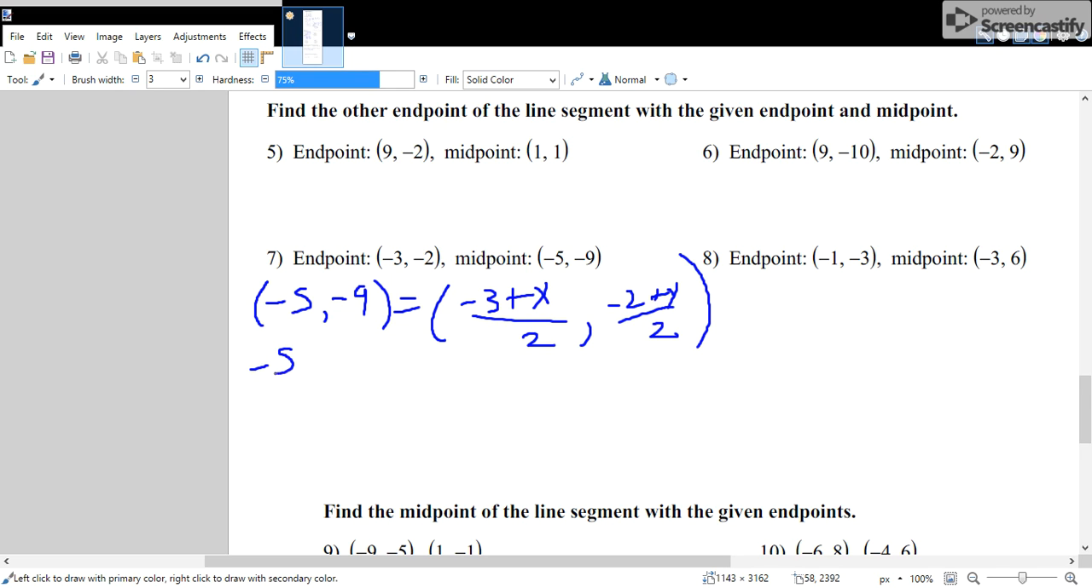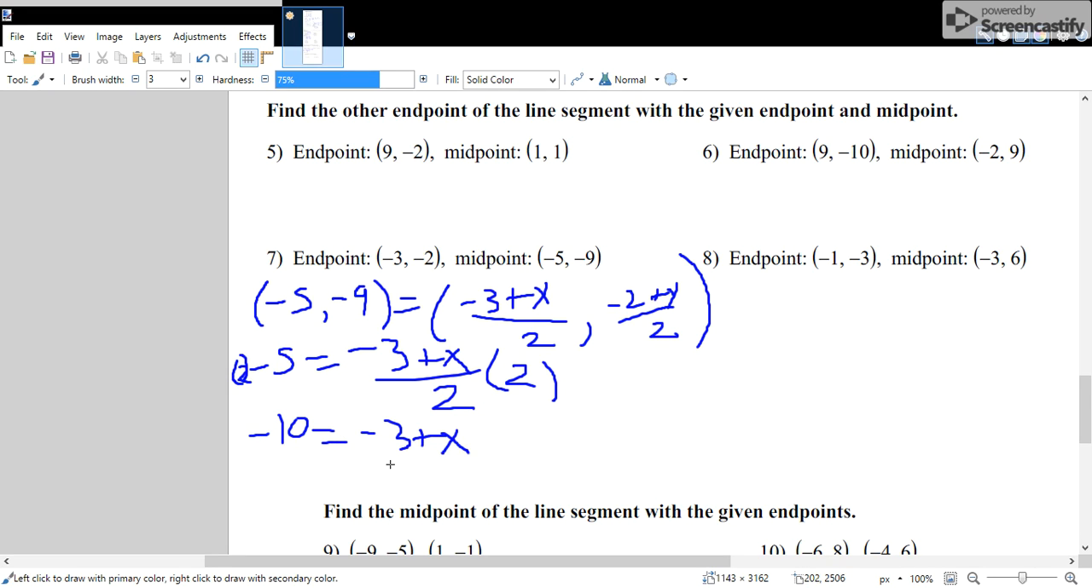So -5 equals -3 plus x all over 2. Let's get rid of the fraction by multiplying each side by 2. So -10 equals -3 plus x. To get x isolated by itself, we're going to add 3 to each side to get rid of that 3. So -7 equals x.